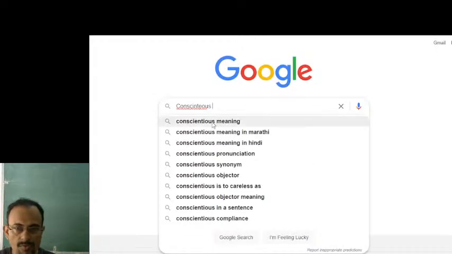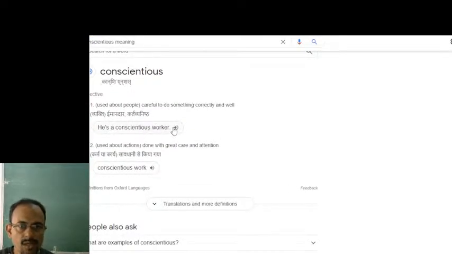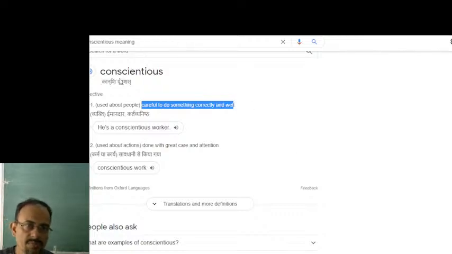The spelling is wrong, of course, but Google is there. Conscientious means careful to do something correctly and well. It is called conscientious, right? See the spelling, E-N is given, okay? Conscientious means somebody who is very careful to do something correctly.